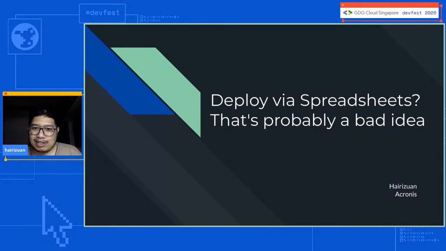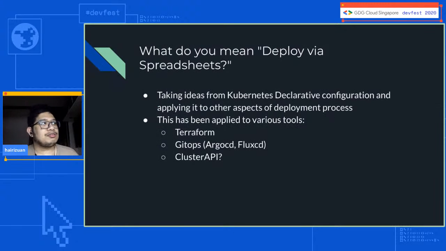But okay, now back to the topic. So, what do I mean by this deploy via spreadsheet? Let's take a few steps back and think about how this whole thing started. If you have played around with Kubernetes all this while, you realize that Kubernetes has a very, very nice way to declare resources, and it has a mechanism to resolve whatever you declare in those resource files to what you want. You just declare what you want.